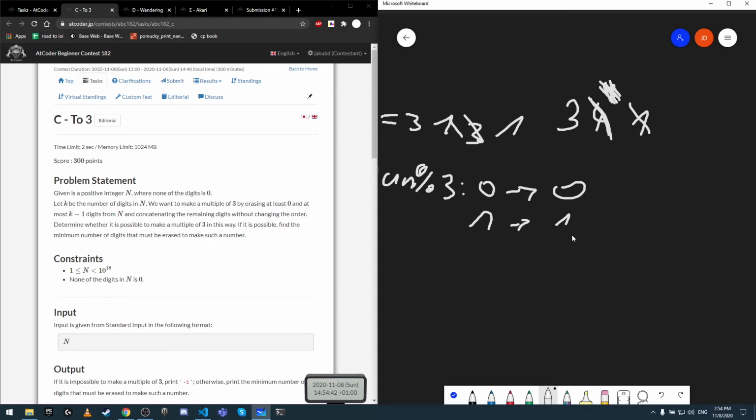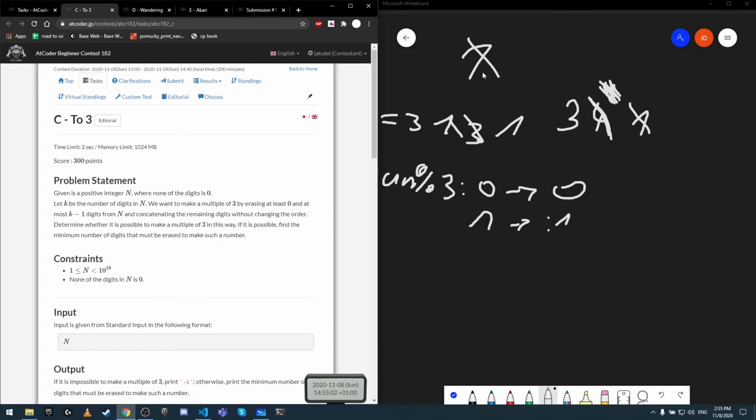But there is one case. If this would be your number, you cannot erase it because you can only erase k minus 1 digits, and k minus 1 from this is 0. So you have to cover that case too.